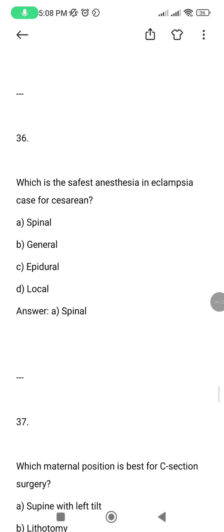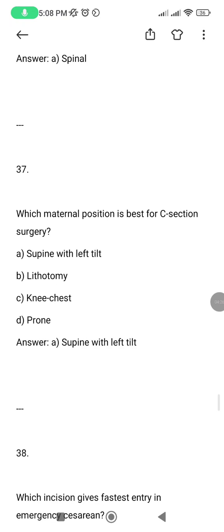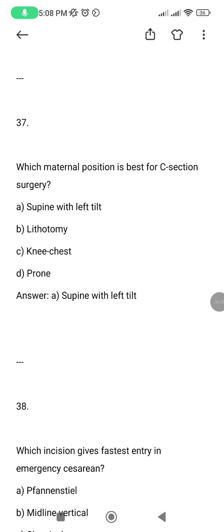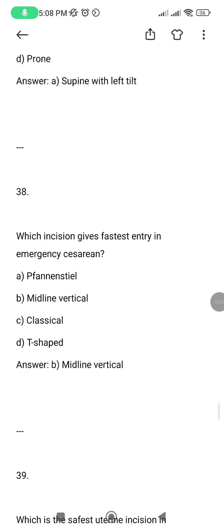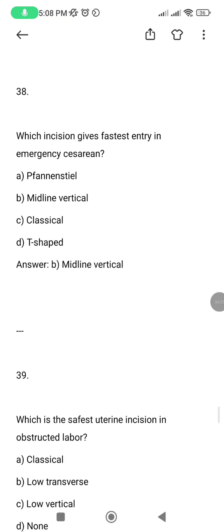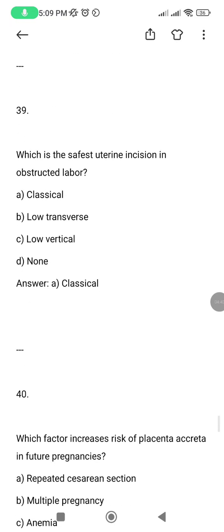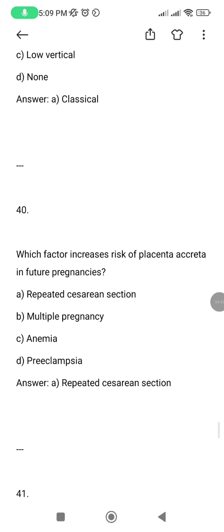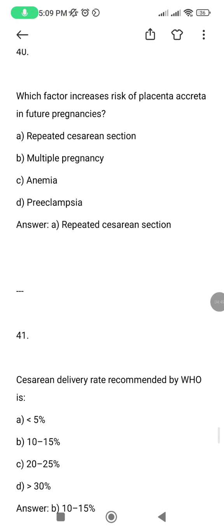Which is the safest anesthesia in eclampsia case for cesarean? Spinal. Which maternal position is best for C-section surgery? Supine with left tilt. Which incision gives fastest entry in emergency cesarean? Midline vertical. Which is the safest uterine incision in obstructed labor? Classical. Which factor increases risk of placenta accreta in future pregnancies?